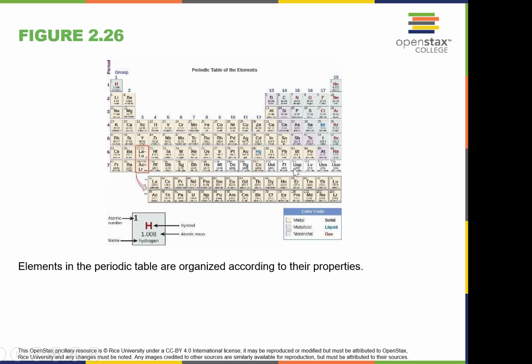And we have basically 118 elements that are distinct elements that we have a little bit of information about each one of them here. And so we're going to zoom in on the first element and talk about the information that we have for that element from the periodic table, and you'd have similar information for other elements. So in the upper left corner is a number. That number is the atomic number. So each element has its own atomic number.